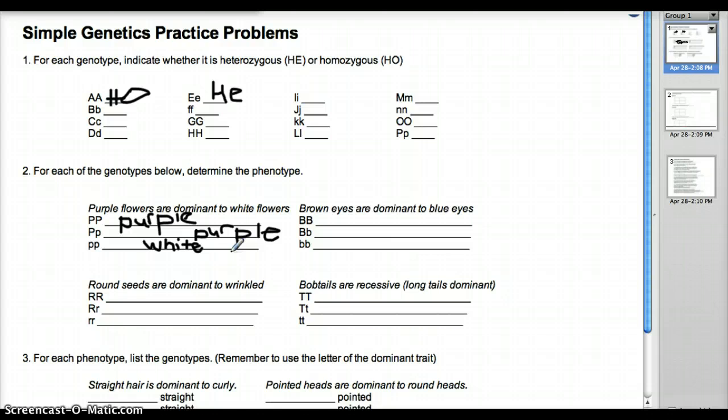So I'm going to let the teacher pause it. I want you to do the other 3. Make sure you pay attention that this one right here says recessive, and it says long tails are dominant. It's written backwards from the way the other ones are written.